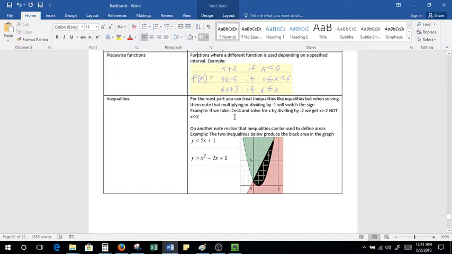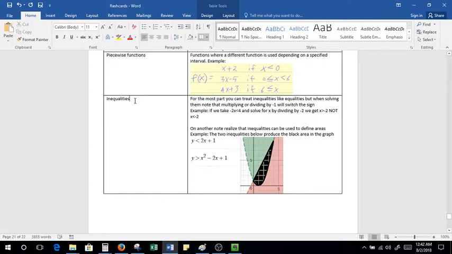So for example, if we take -2x is less than 4 and solve for x by dividing by -2 on both sides, what we get is not x greater than -2. Oh, I'm sorry, we do. We get x is greater than -2, not x is less than -2. So if you notice, less than was changed to greater than when we multiplied or divided by a negative number.